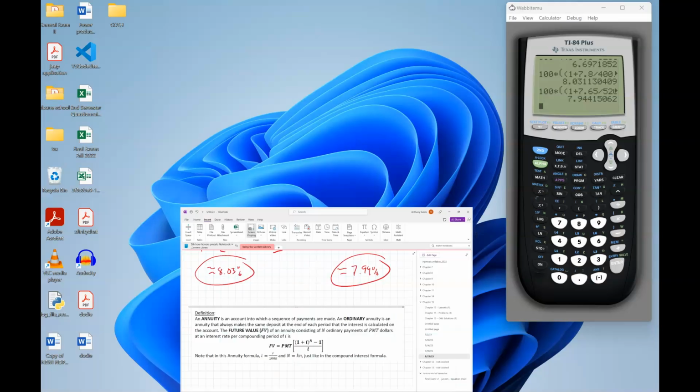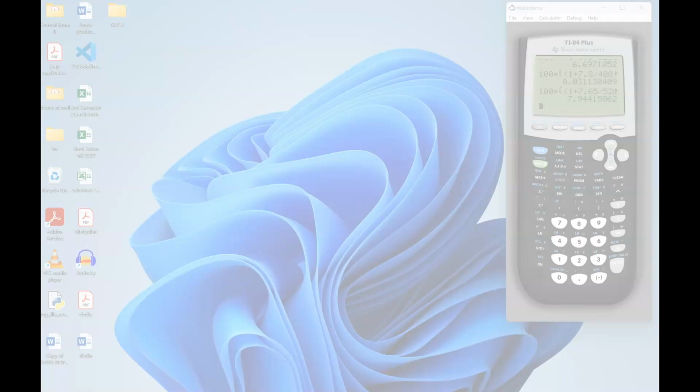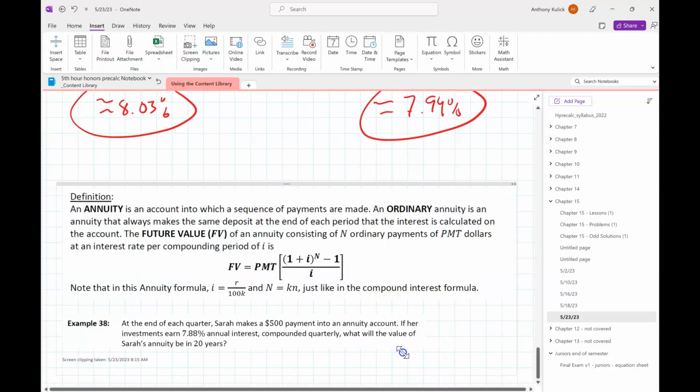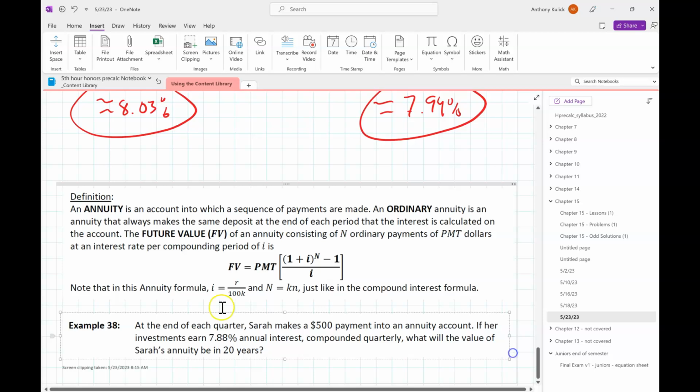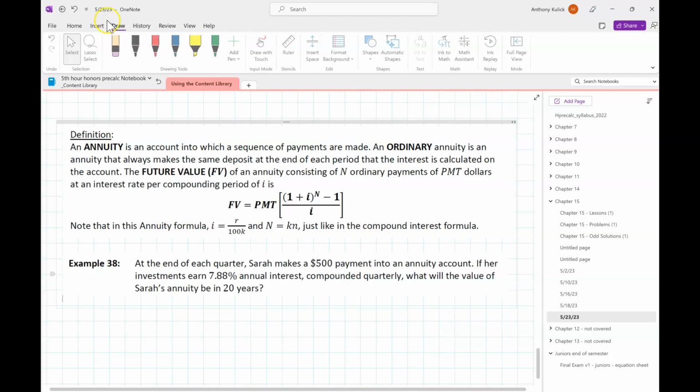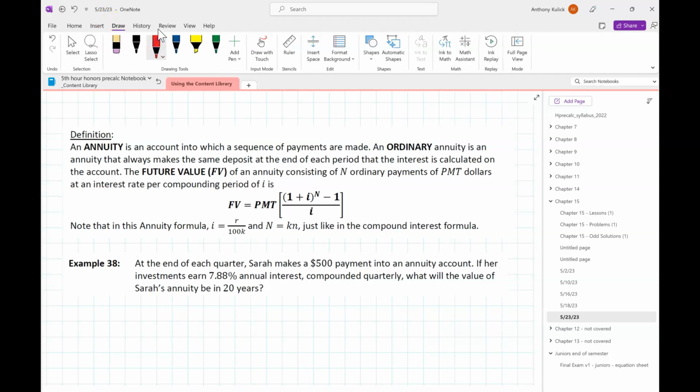So let's do a numeric example, kind of getting used to this. All right, here we go. At the end of each quarter, Sarah makes a $500 payment into an annuity account. What is the $500? That's the payment. That's the PMT.